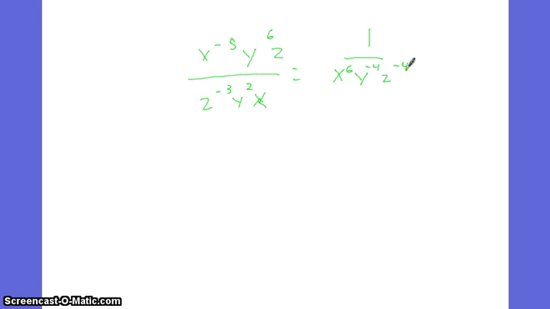Okay, so what did I do this time? I brought my 5 down, that became positive. I brought my y down, that became negative, and negative 6 and 2 is negative 4. And I brought my z down, and it became negative 4. Okay? There's 2 other ways I can write this problem.